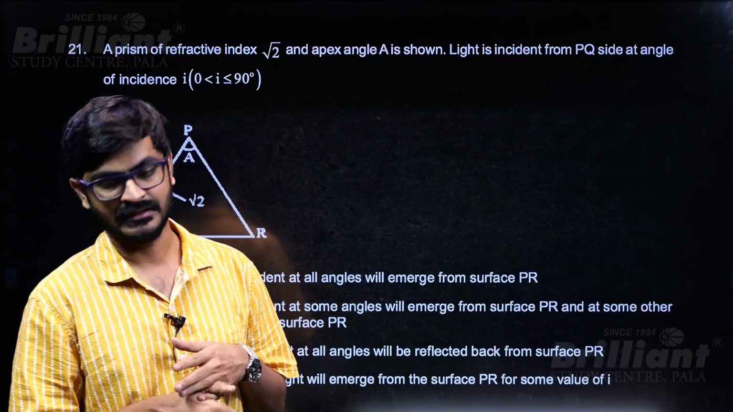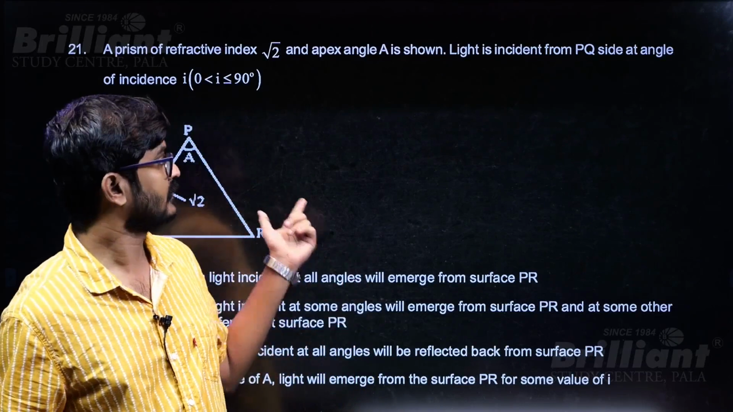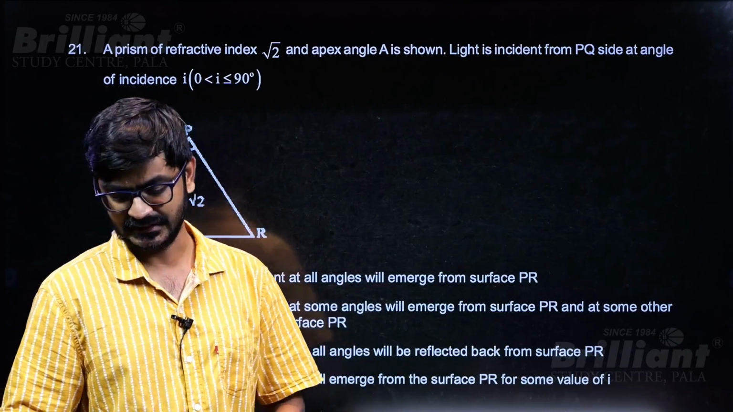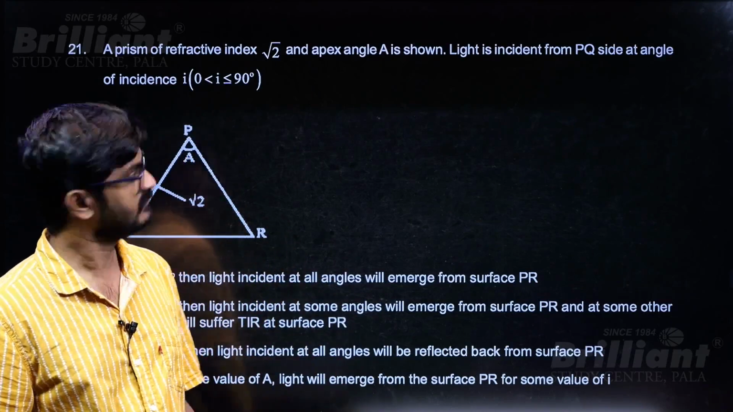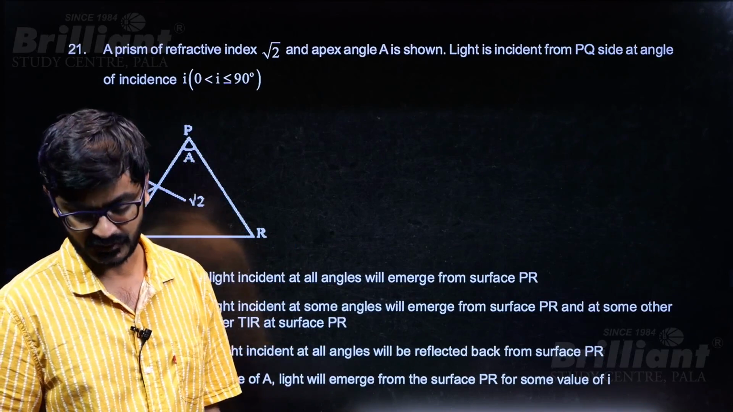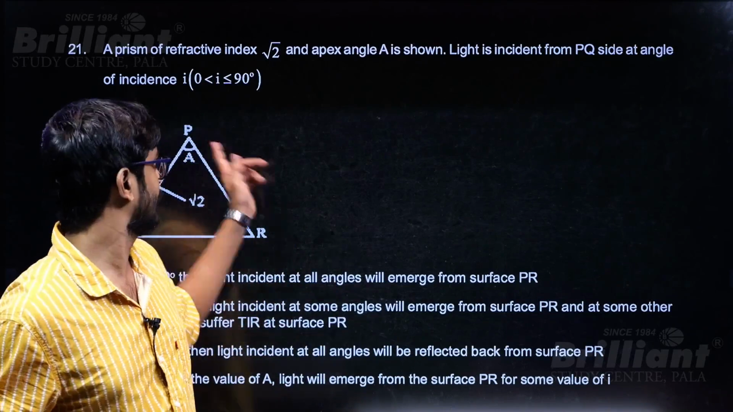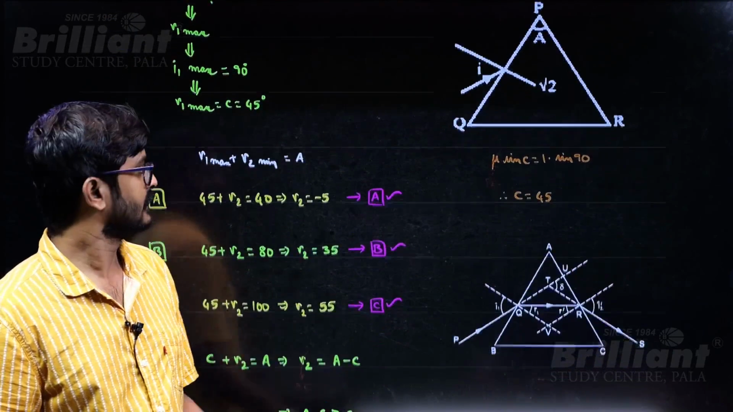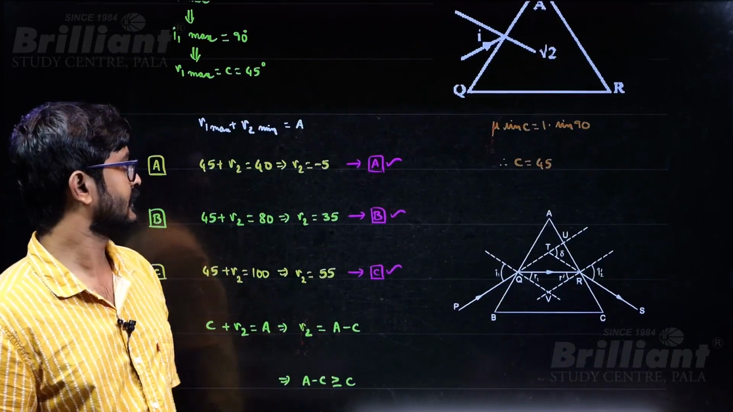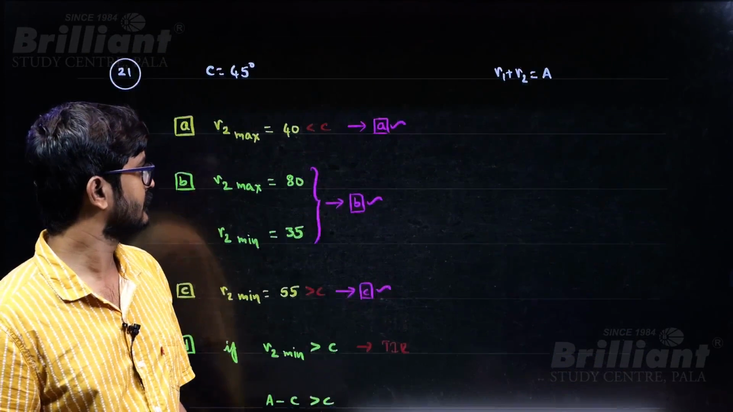Before going to that, let me talk about a question which was taken in the last class in a little simpler way. So this is the question: a prism of root 2, so critical angle is going to be 45. So in option A, if the angle of the prism is 40 degrees, what will happen? Let me go with this explanation.